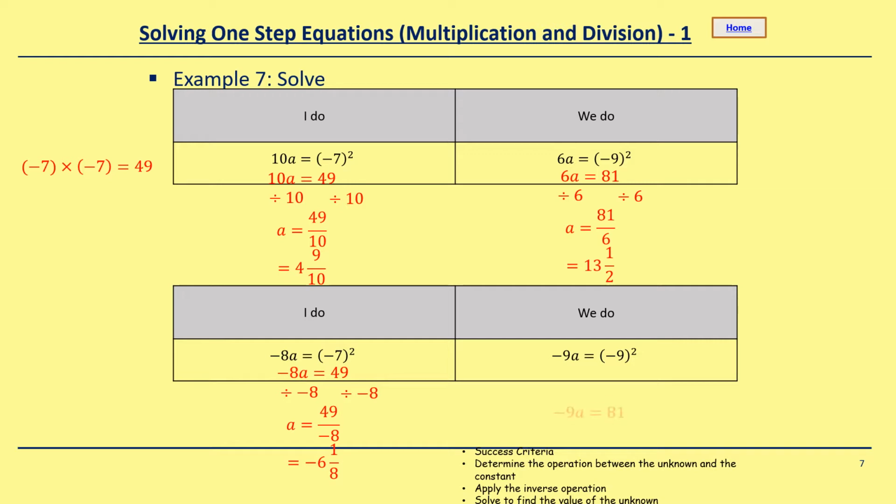Okay, and in the next one, we've got minus 9A equals positive 81, because minus 9 times minus 9 is positive 81. Divide by minus 9, and that gives you that A equals negative 9.